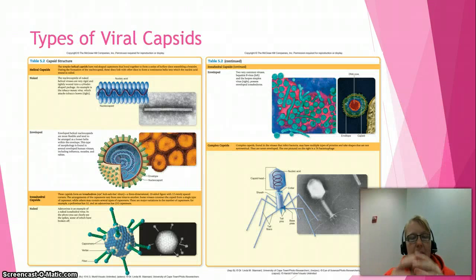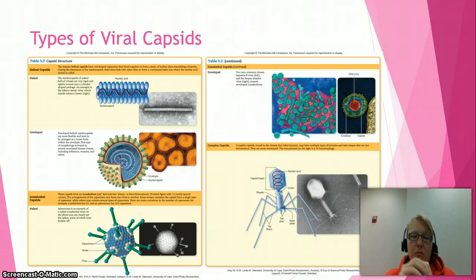So here are our types of capsids. Remember, a capsid is a protein coat that protects the genetic information. There are 2 types of capsids we need to focus on: helical capsids and icosahedral capsids. You can also see on this image that there are complex capsids, but we don't need to worry about that one right now. We're going to talk about bacteriophages in the next topic lecture. So let's focus on helical capsids and icosahedral capsids.